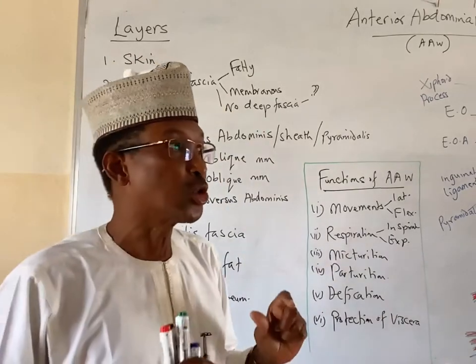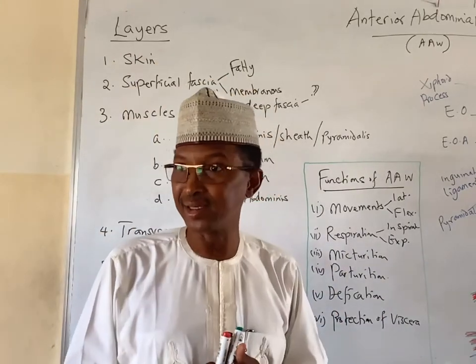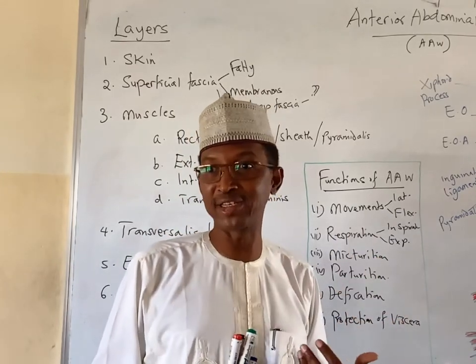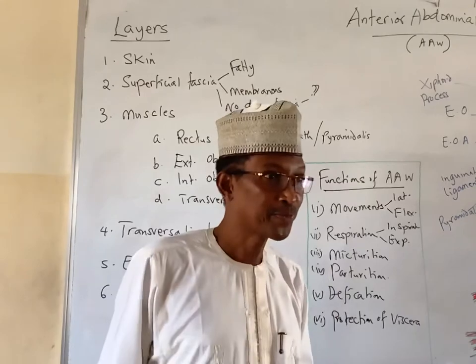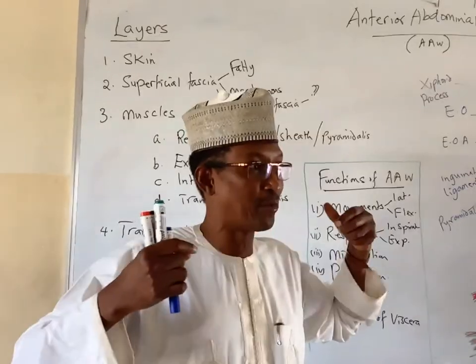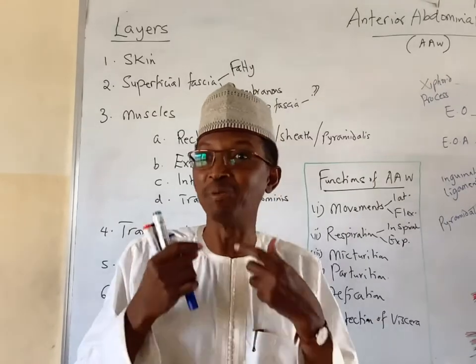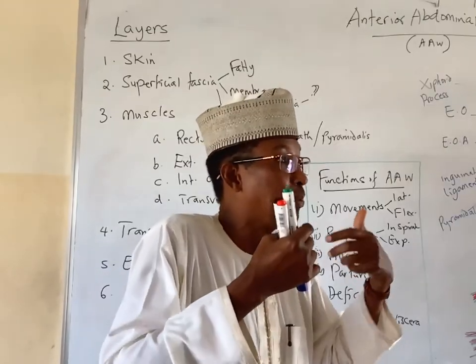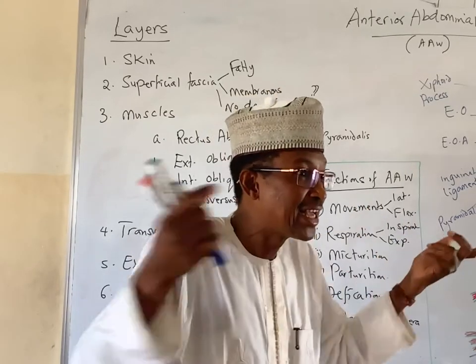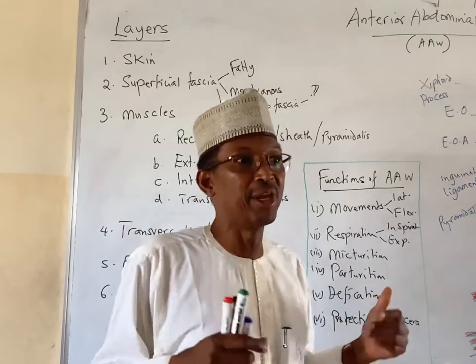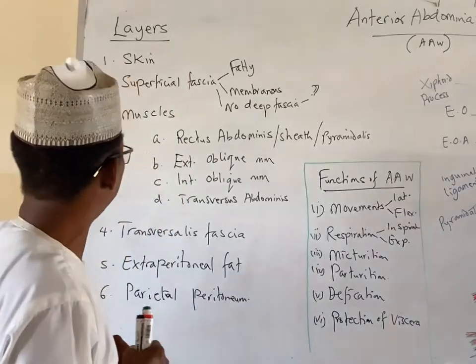The abdomen is not the only place where you are lacking deep fascia. There are other places in the human body where you don't have deep fascia, like in the face. If you want to laugh, if there is deep fascia, you will not be able to open your mouth well. If you want to smile, if there is deep fascia, the mouth will not open well. You will start feeling pain because it may likely tear if there is deep fascia. You get my point? And so there are many places like that where you don't have the deep fascia.